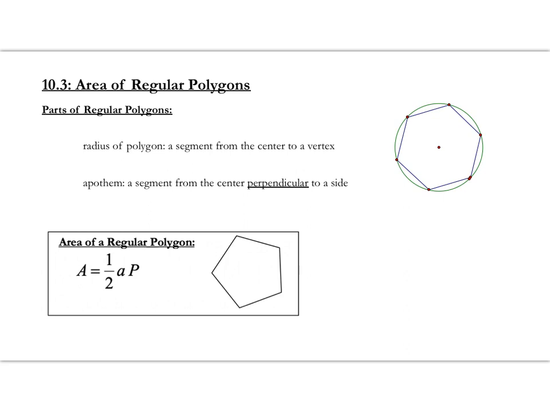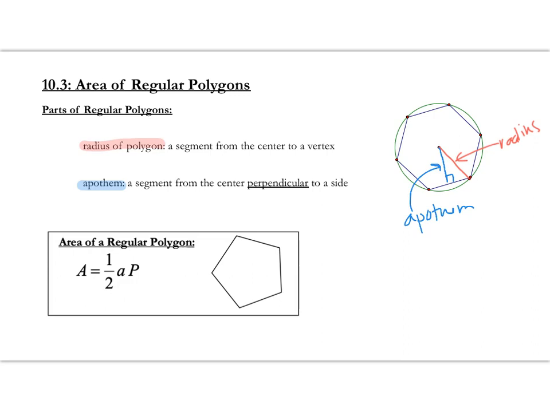Before we can look at the formula, we have a couple things we need to talk about. We need to look at the difference between what it means to be the radius of the polygon and what it means to be the apothem. The radius of the polygon is a segment that goes from the center to the vertex. So we call this one over here the radius. The important one today, though, is the apothem. The apothem, if you look at the definition, has to go from the center and has to be perpendicular to the side. So that should look like this, and it's the one that's going to be important for our area formula.